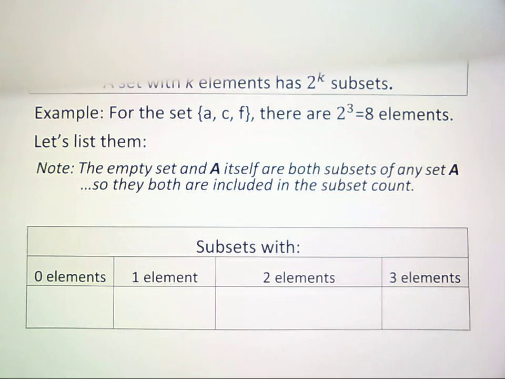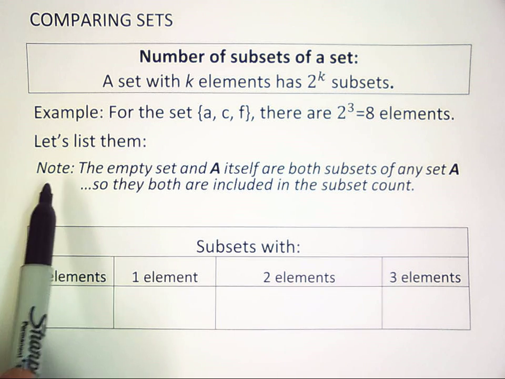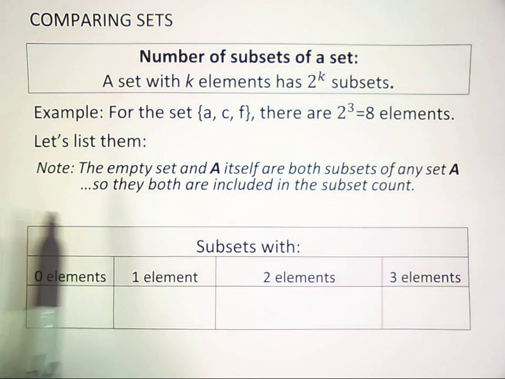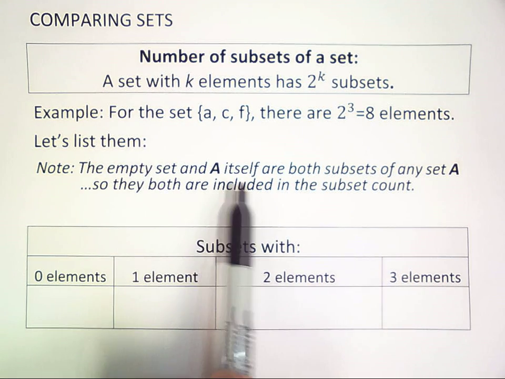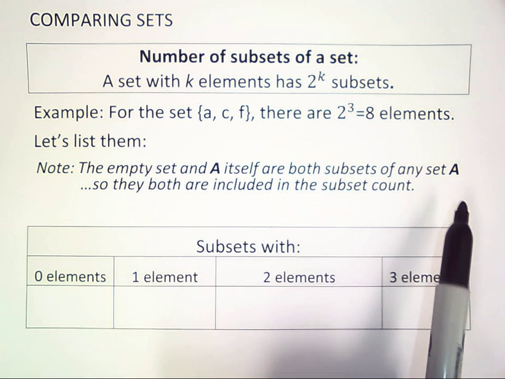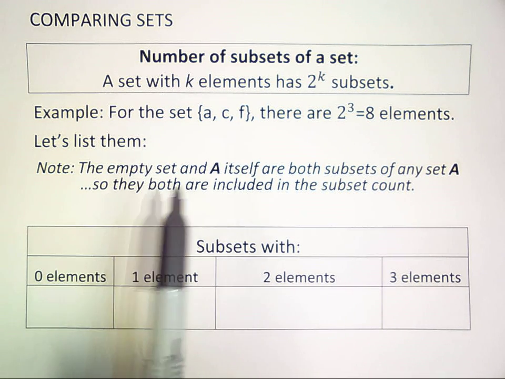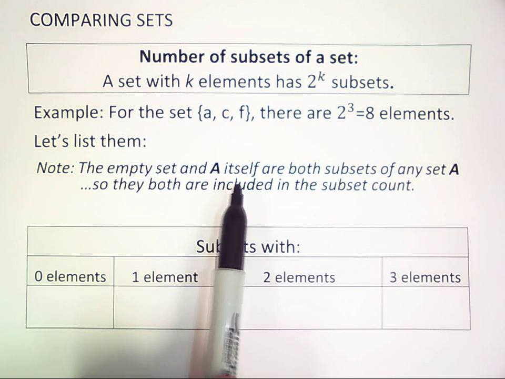I do want to actually list them here just to see, so you can see how this works. And before I do, I want to make one note here that I want you to pay special attention to. That is, the empty set and the set A itself are both subsets of any set. The empty set is a subset of every set, and a set is always a subset of itself.